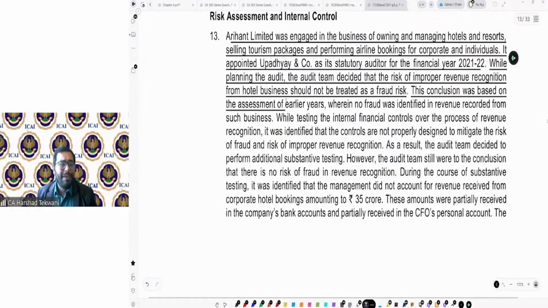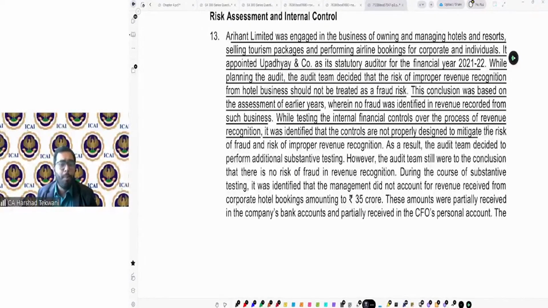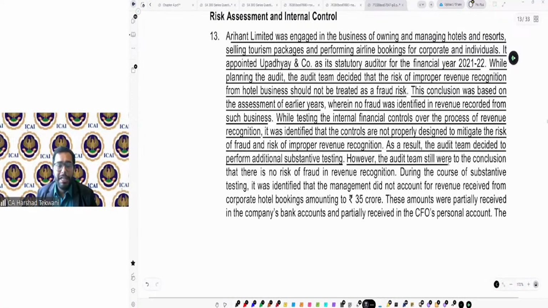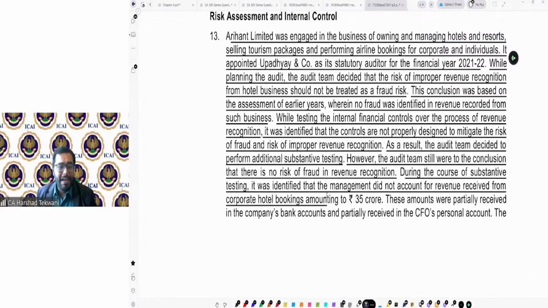This conclusion was based on the assessment of earlier years, wherein no fraud was identified in the revenue recognized from such business. While testing the internal financial controls over the process of revenue recognition, it was identified that the controls are not properly designed to mitigate the risk of fraud and improper revenue recognition. As a result, the audit team decided to perform additional substantive testing. However, the audit team still concluded that there is no risk of fraud in revenue recognition. During substantive testing, it was identified that the management did not account for revenue received from corporate bookings amounting to 35 crores.